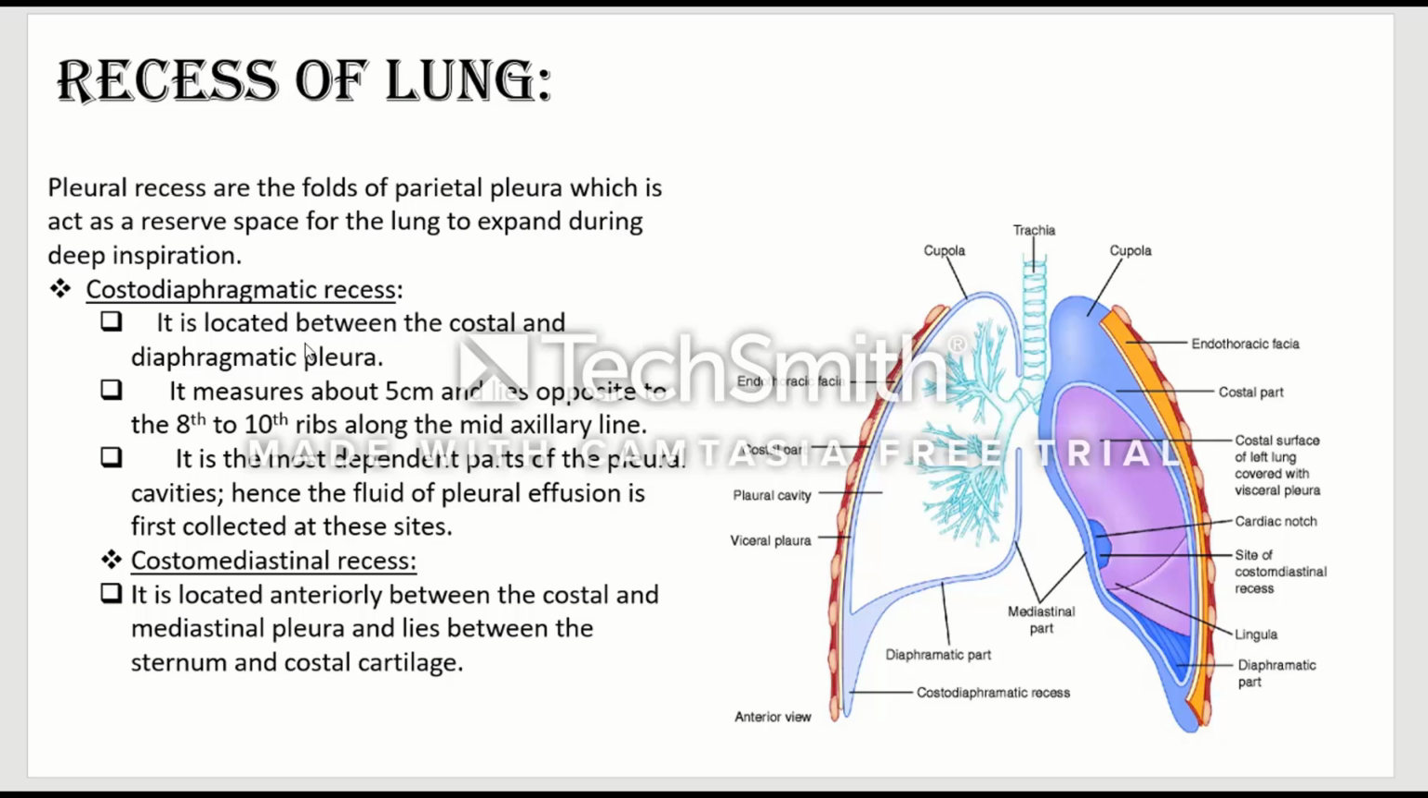Costodiaphragmatic recess is located between the costal and diaphragmatic pleura, and costomediastinal recess is located anteriorly between the costal and the mediastinal pleura and lies between the sternum and the costal cartilage. আমরা যদি ফিগারে দেখি, সেক্ষেত্রে এটা হচ্ছে costodiaphragmatic recess, and this one is the site for costomediastinal recess.